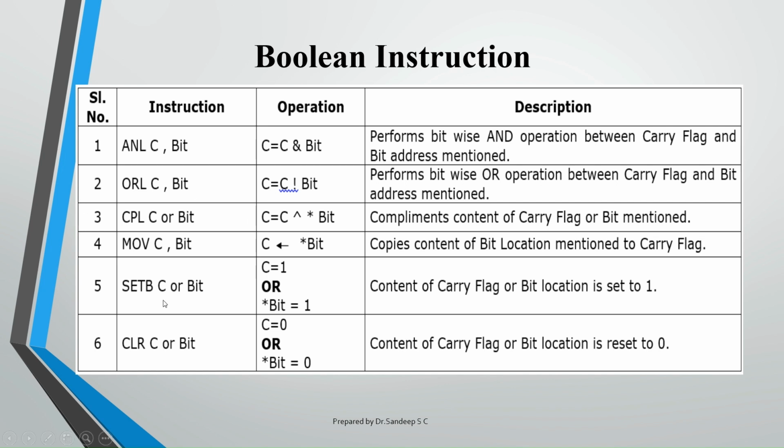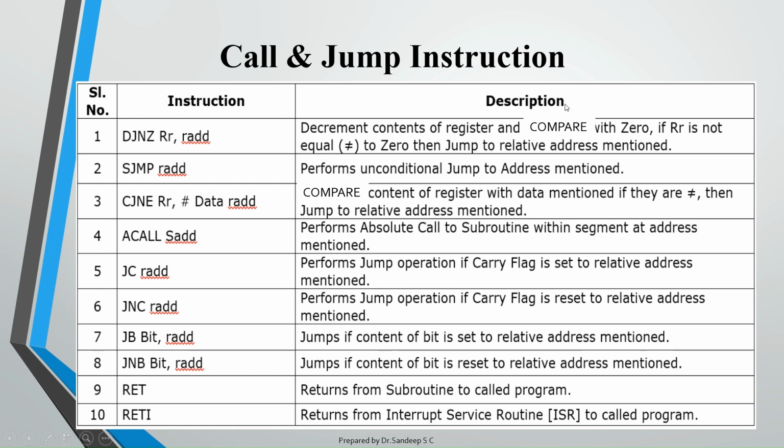Then we have SETB C. This will set the status of the particular bit as logic high, and CLR C will set the status of the particular bit as logic low. These are Boolean instructions. Then finally, we have call and jump instructions. In this we can see the first one is DJNZ Rn, comma, a relative address. So this is relative addressing mode. Decrement and jump if not 0.